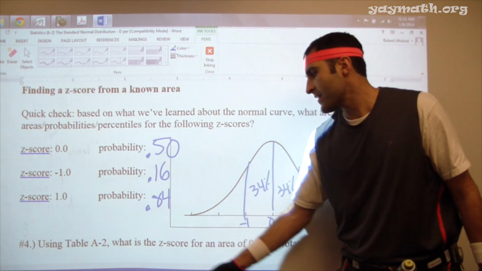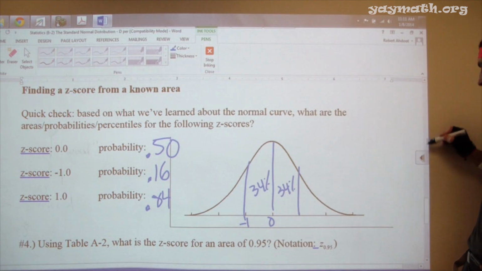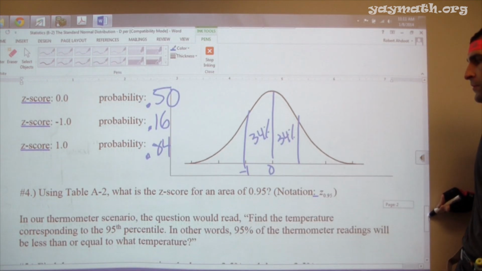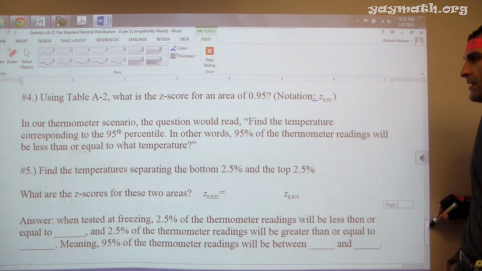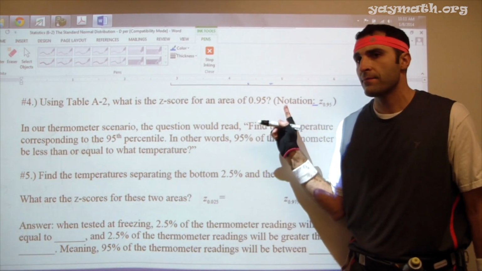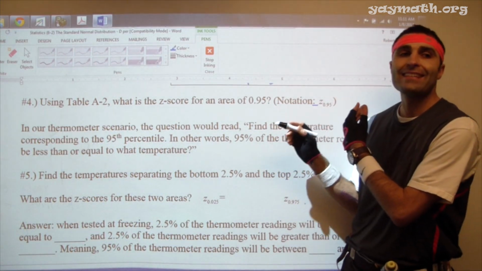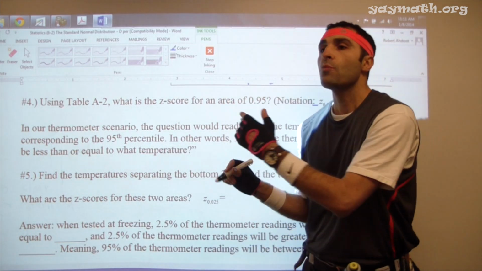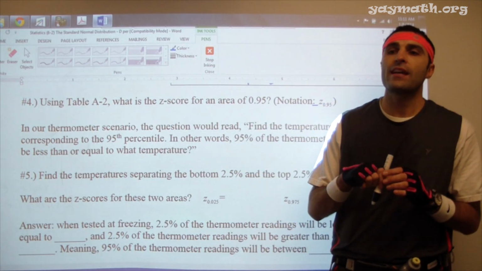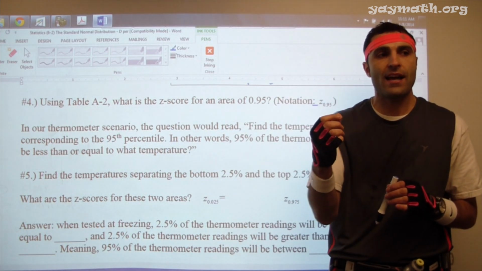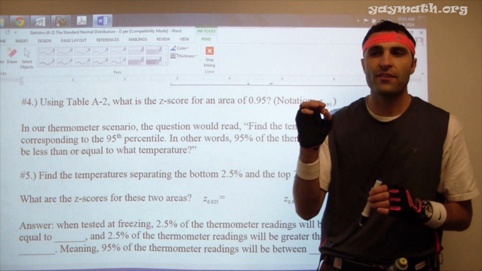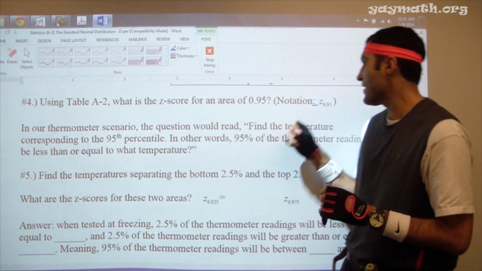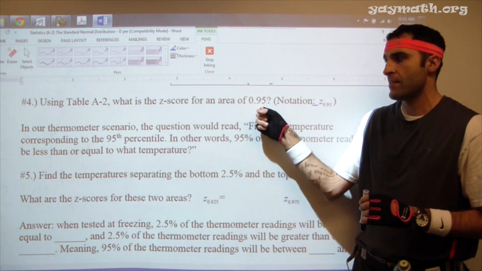Now using the table, what's the z-score of 0.95? This is a big preview of where we're heading. We're talking about 95% of the population, or most. Would you agree that if you said something with 95% accuracy, then that's pretty accurate? Yes. That's why this is a crucial number in statistics.